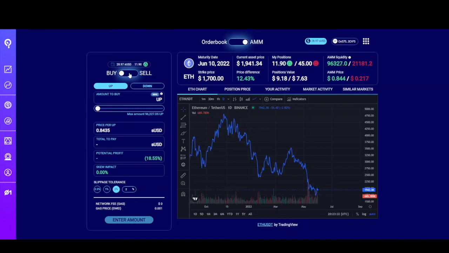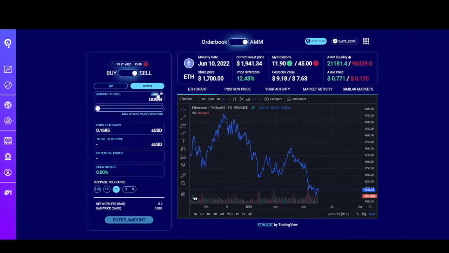You can do that by changing the toggle here. And then you can hit max for the total that you hold. Remember for the up, I had 11.9. Let's bring that in. And I can sell that back for 9.17 SUSD. It's a little bit less than I paid. That's to allow for no gaming on the system. But like I said, if you wait enough time and the price changes a bit, this could become a good idea to sell back before maturity.